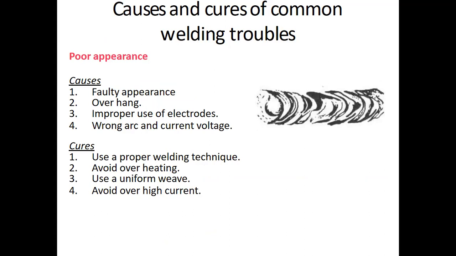So if the arc that is generated is not correct as per the material and the thickness, and the voltage, basically that voltage itself decides the arc, you can see in that sense. So that will lead to this poor appearance, right? What are the cures? Use a proper welding technique, avoid overheating, use a uniform weave, we will discuss this, avoid over high current, right? Moderate current is to be supplied.